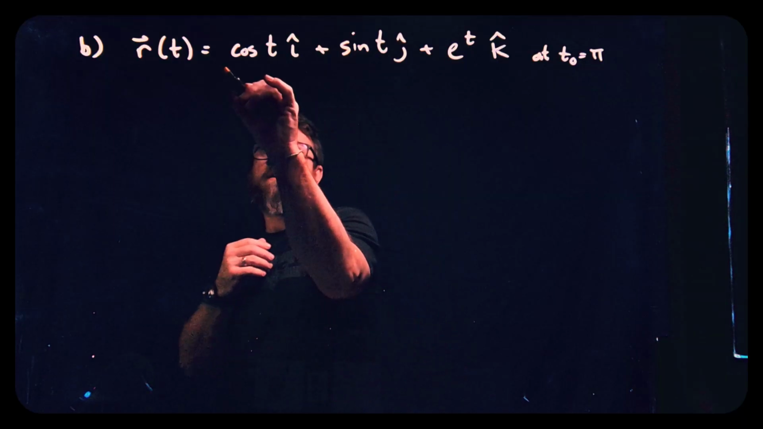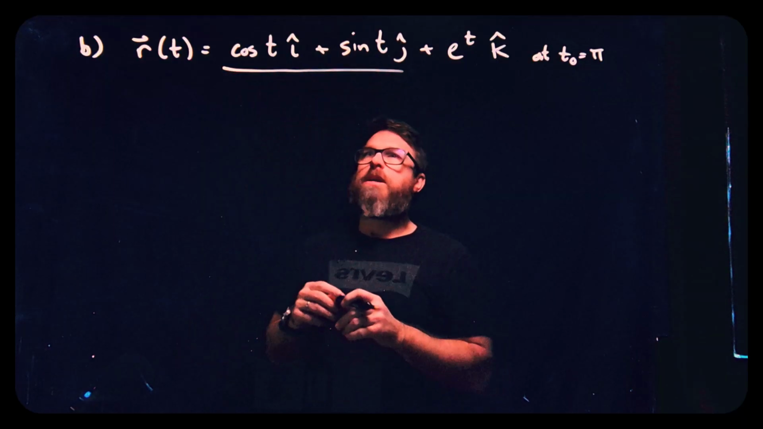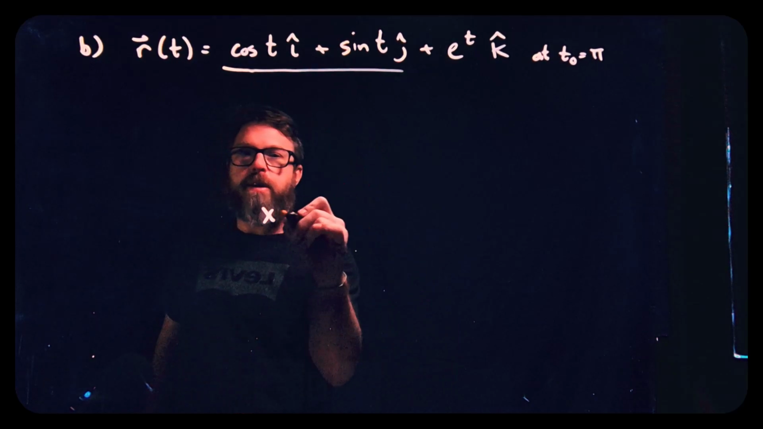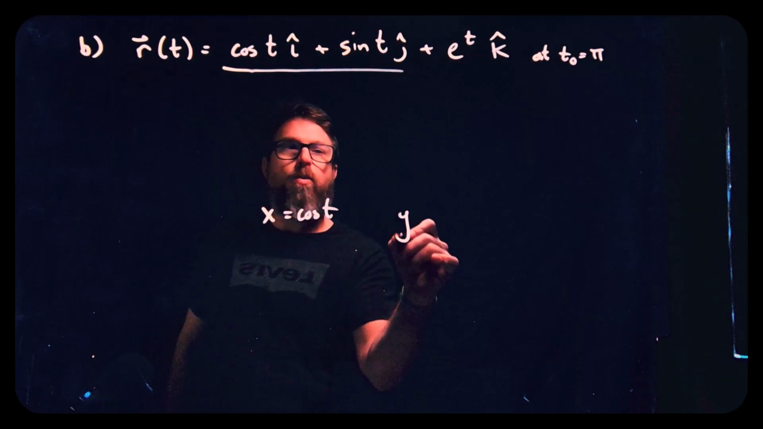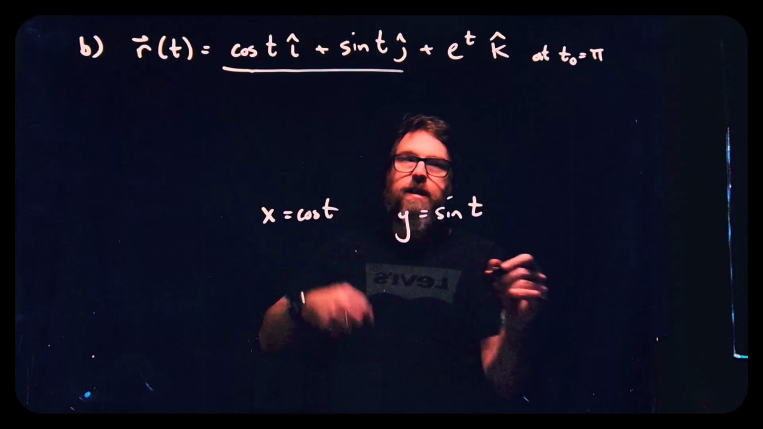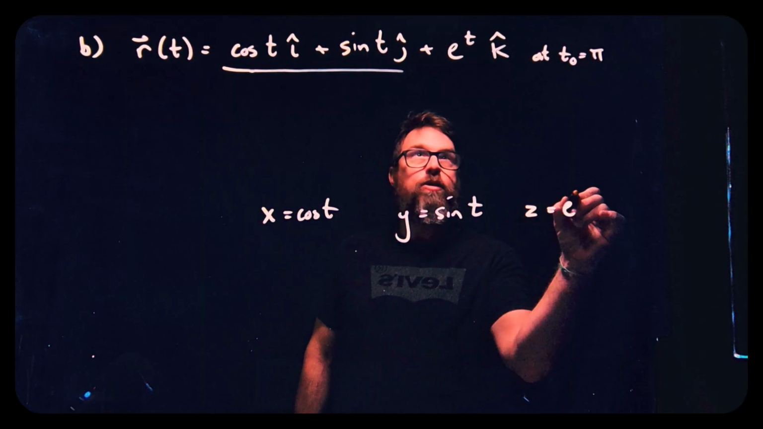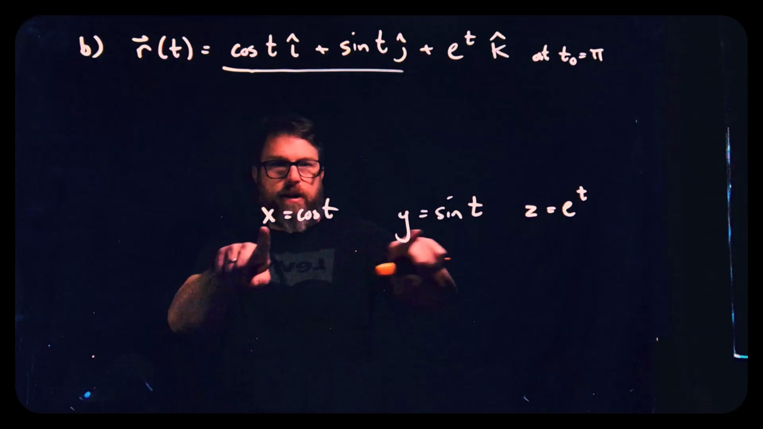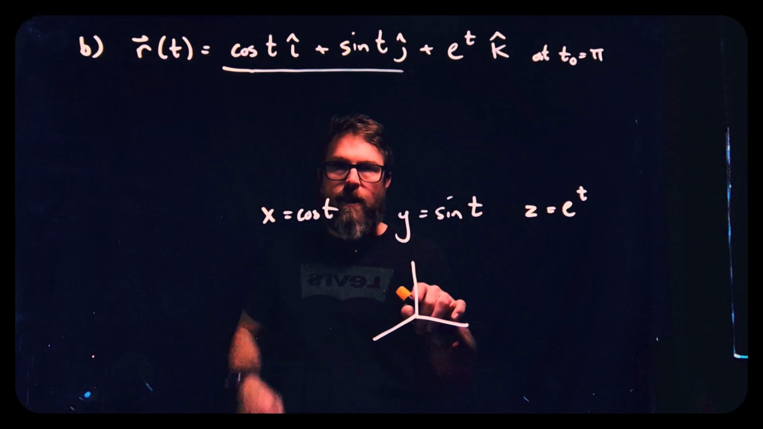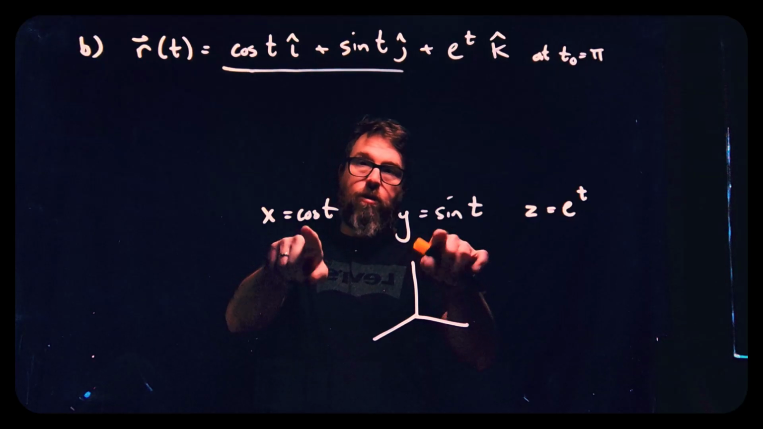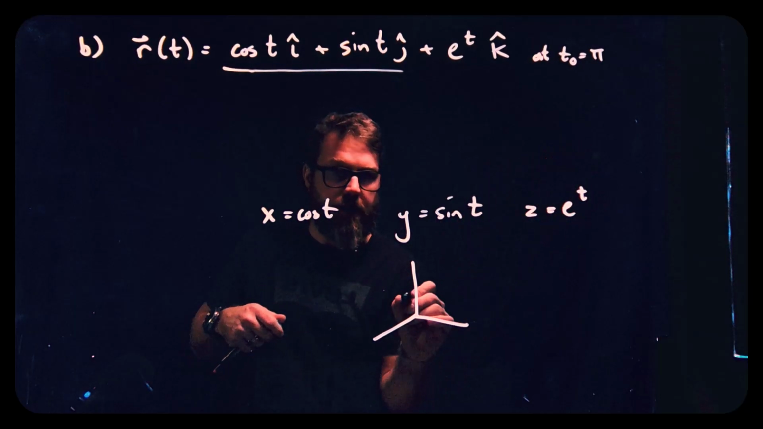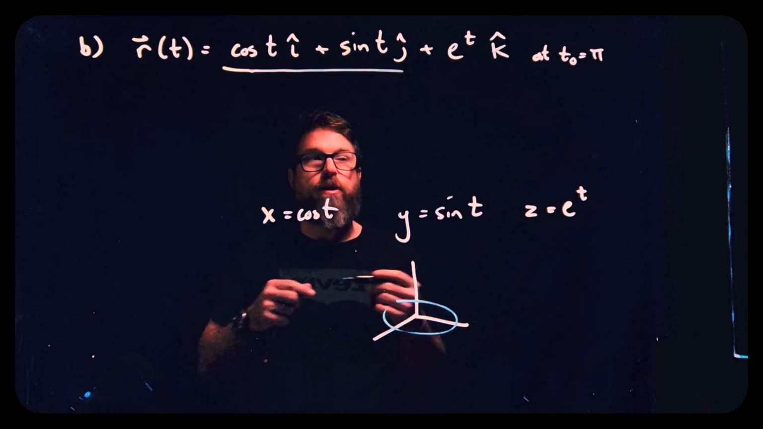So this piece of it specifically, when I have cosine of t i plus sine of t j, remember that the x coordinate is going to be equal to your cosine of t, and then your y coordinate is going to be equal to the sine of t. So if I put this in parametric form, that's the x and y, and then finally your z is going to be equal to e to the t. But if I'm looking straight down on this thing, this is nothing more than a unit circle, where x is the cosine and y is the sine. So if I was going to graph just this part without the e, you're going to see that you have that unit circle there.